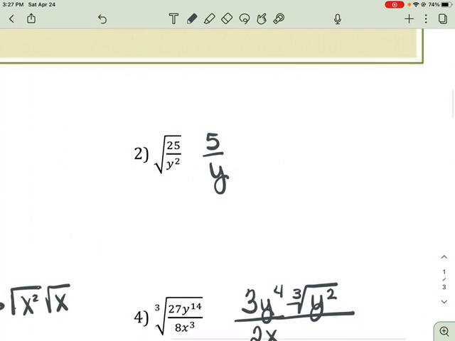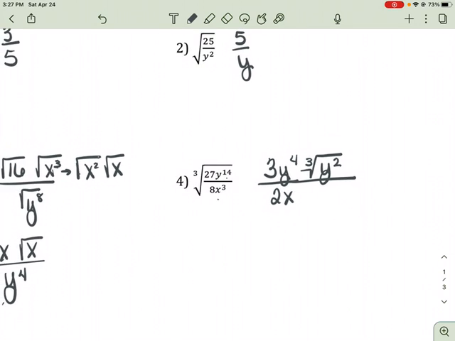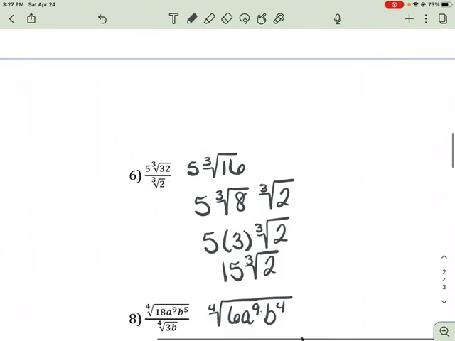Okay, so here is 2, square root of 25, square root of y squared. It's pretty easy. All right, cube root. So we did cube root of 27. Cube root of 14. So I did 3 into 14 and got 4 with 2 left over. Cube root of 8 is 2. Cube root of x cubed is x.